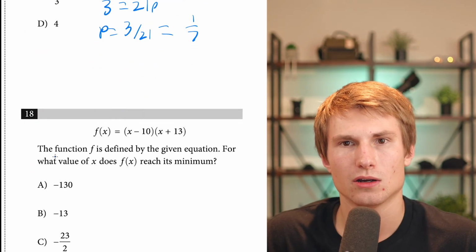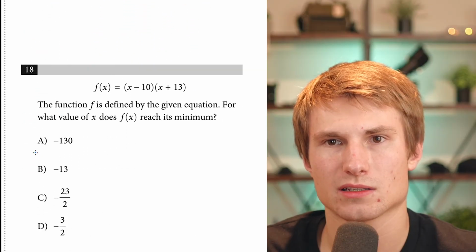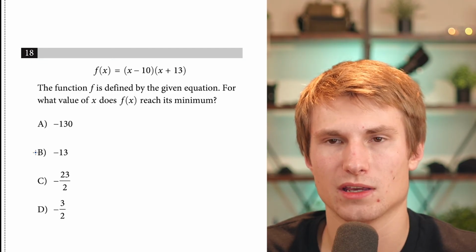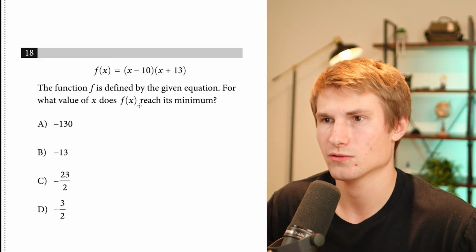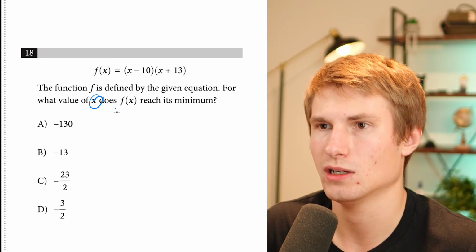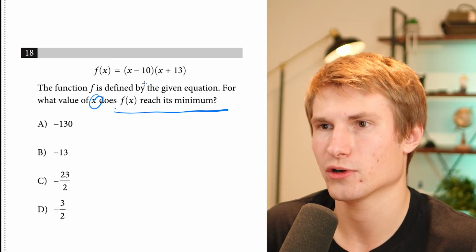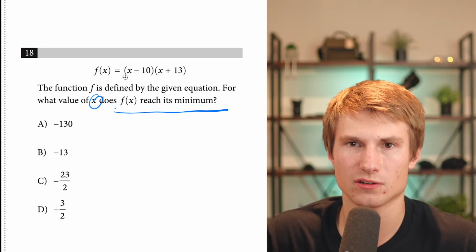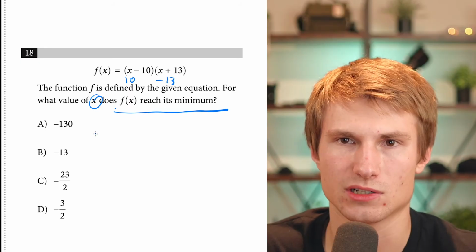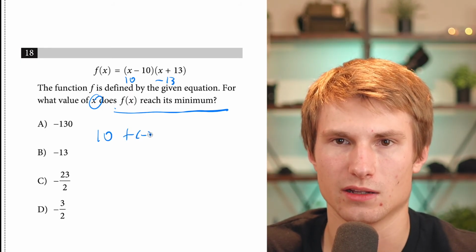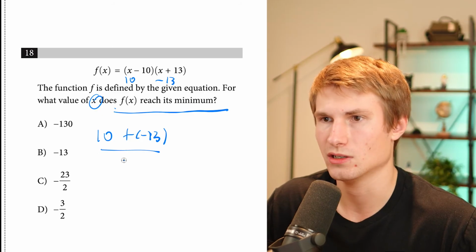18. We've got f of x is equal to x minus 10 times x plus 13. Function f is defined by the given equation. For what value of x does f of x reach its minimum? In this case, we need the x coordinate of our vertex. We can take the midpoint of our zeros. Our zeros would be 10 and negative 13. So we would do 10 plus negative 13, or in other words, 10 minus 13 all over 2.